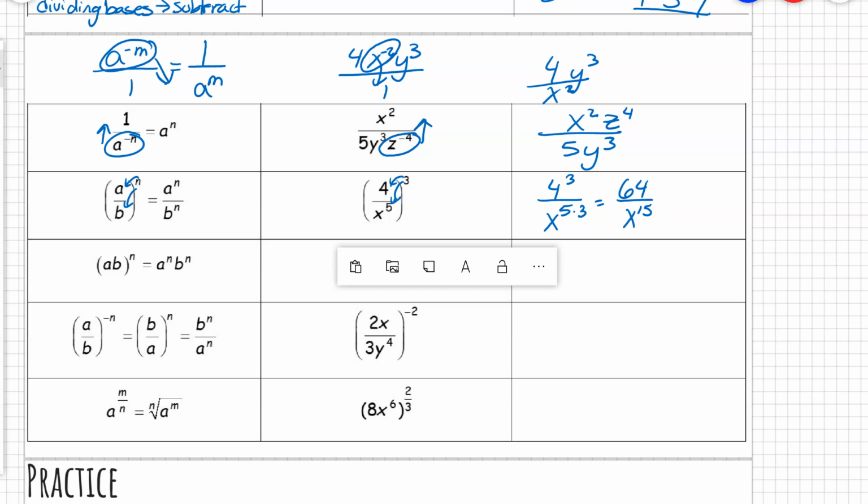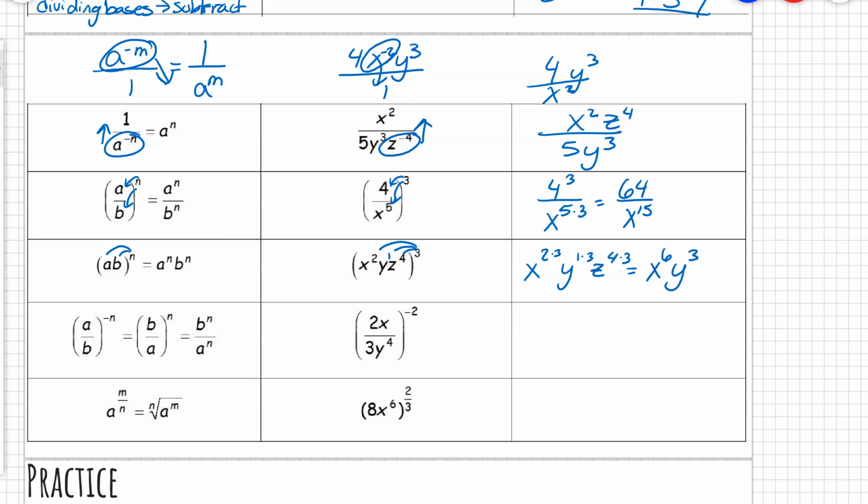All right, so that is when you have a fraction to a power. And when we have two variables, and it's to a power, we're just going to make sure everything receives that in. So we're going to do that for each exponent. So that would end up being x to the 2 times 3, y to the 1 times 3, and z to the 4 times 3, which would just equal x to the 6th, y to the 3rd, and z to the 12th.